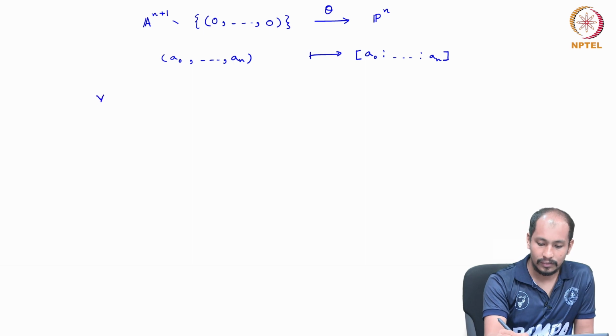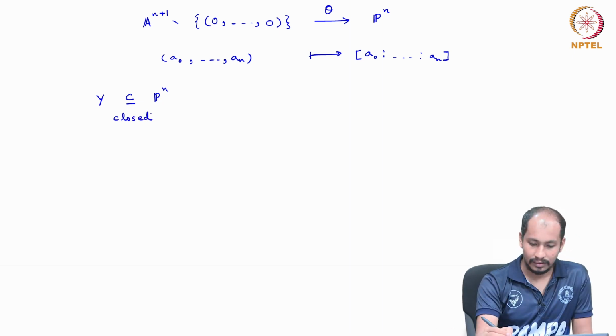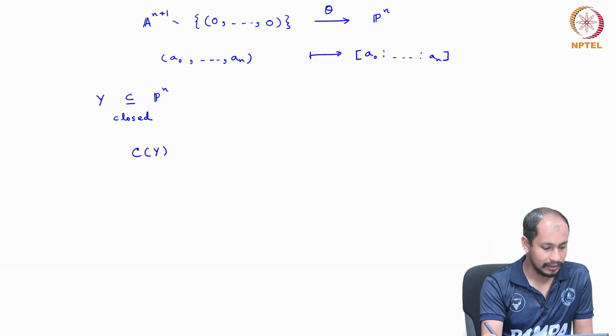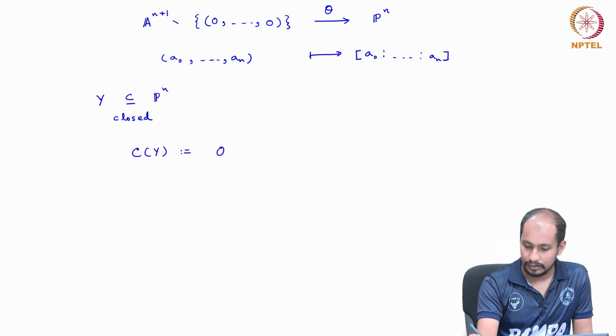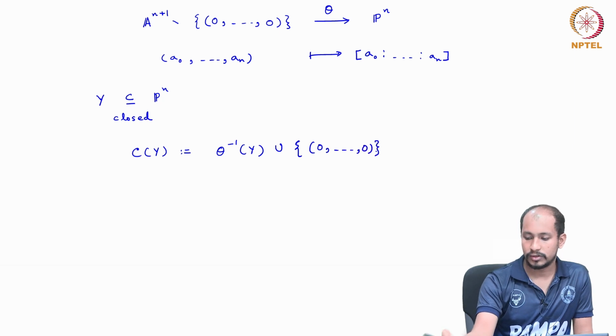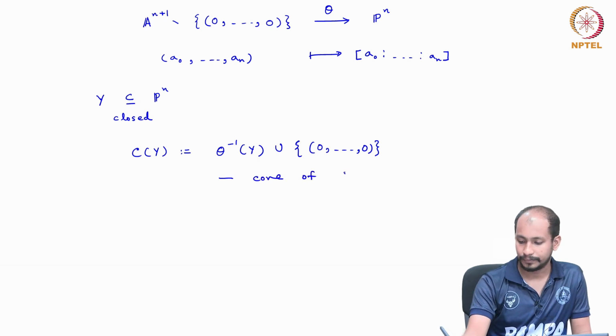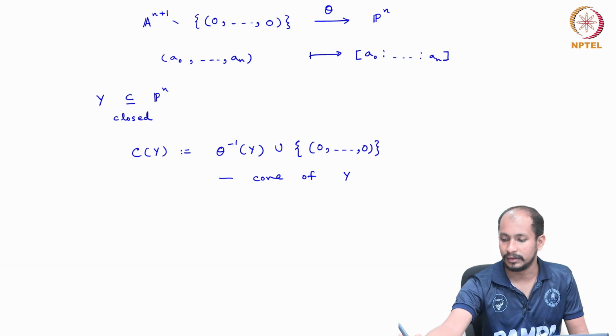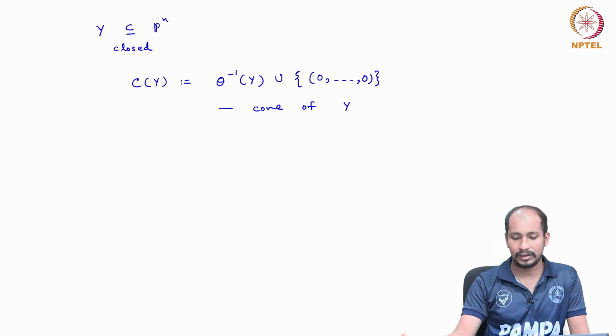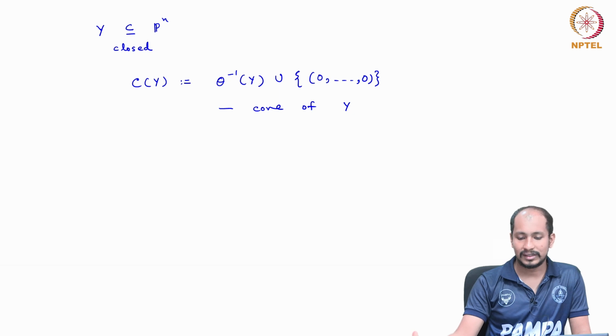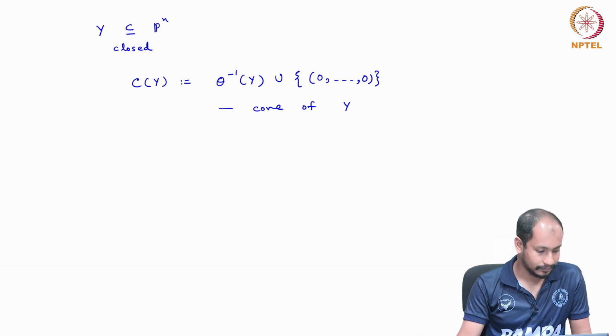Okay. Now suppose Y is a closed subset in P^n, then we define the cone of Y as theta inverse of Y union this point (0,0,...,0). This is called the cone of Y, the cone of a projective variety, and projective variety here means an algebraic subset in P^n.